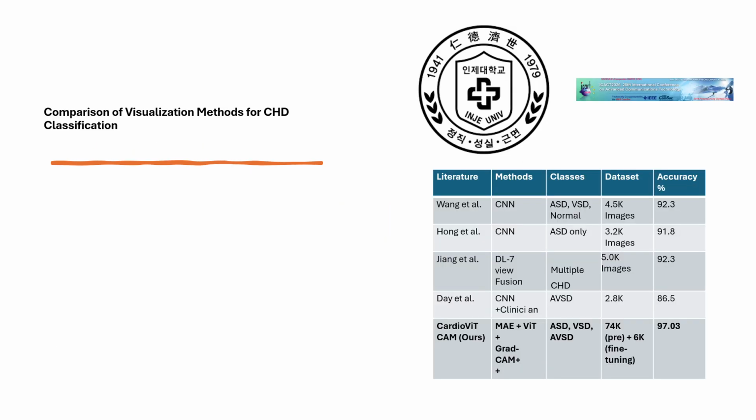So this is the comparison of visualization methods for CHD classification. Here I compare four papers with my results. My method is Cardio Vit-CAM, which is MAE plus ViT plus Vit-CAM++ with classification. I use three classes: ASD, VSD, and AVSD. The dataset is 74,000 images for pre-training and 6,000 for fine-tuning, and the overall accuracy is 97.03.